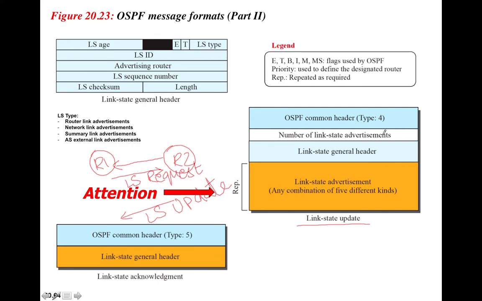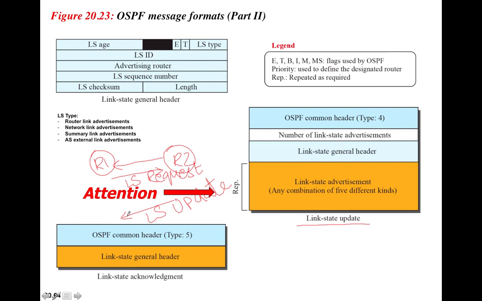The number of link state advertisements it has included in it. So if R1 requested 3 updates, it's going to say 3 here. Then you have the link state general header, which is this. It's going to give all the information about it. And you have the link state advertisement, okay? And this will be additional information about that particular link state that we have seen.